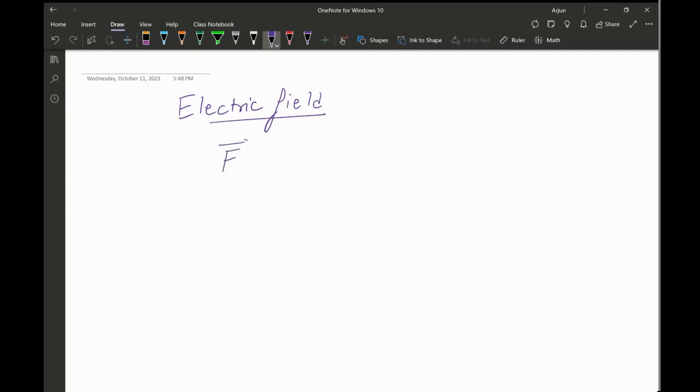The formula for the electrostatic force, Fe, the absolute value, is equal to KQ1Q2 divided by R square. That's what we've learned in the last class. Now, the formula for the electric field will be represented by the symbol E. Again, we will take the absolute value to calculate the number, and then we will find the direction using the diagram. The formula will be KQ1 divided by R square.